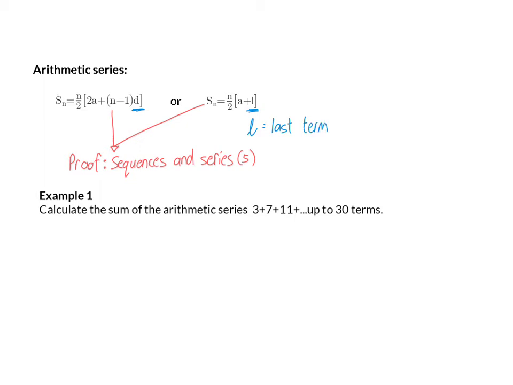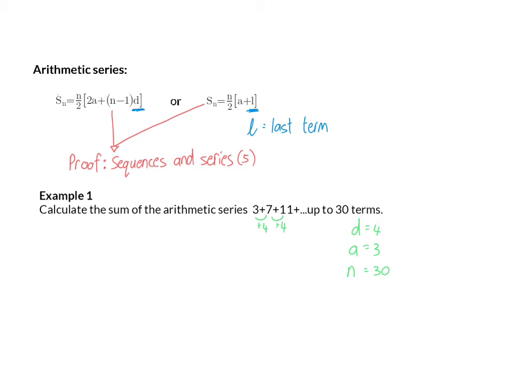Example 1. Calculate the sum of the arithmetic series 3, 7, 11 up to 30 terms. This is an arithmetic series, so we know there's a constant difference, and in this case, that is adding 4 every time. We already know that a, the first term, is 3, and we want to calculate the sum of 30 terms, so that's n.